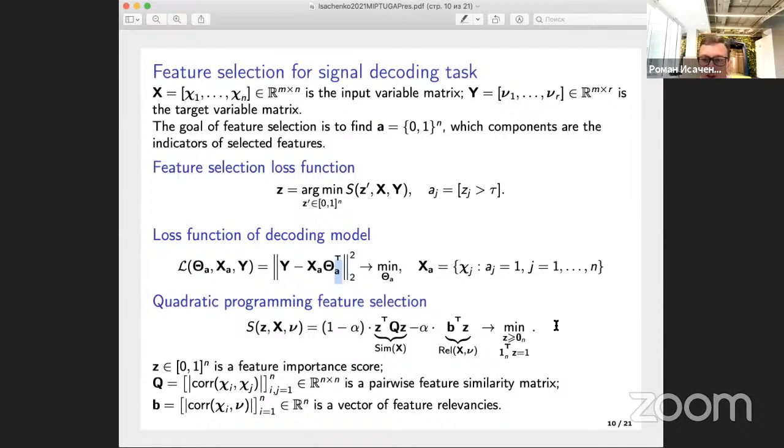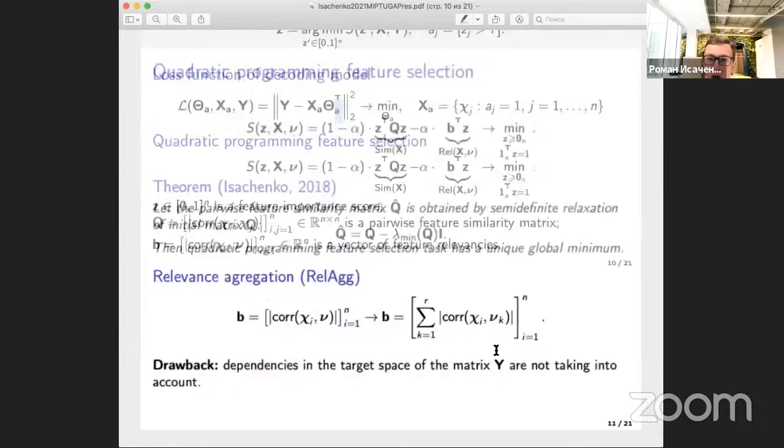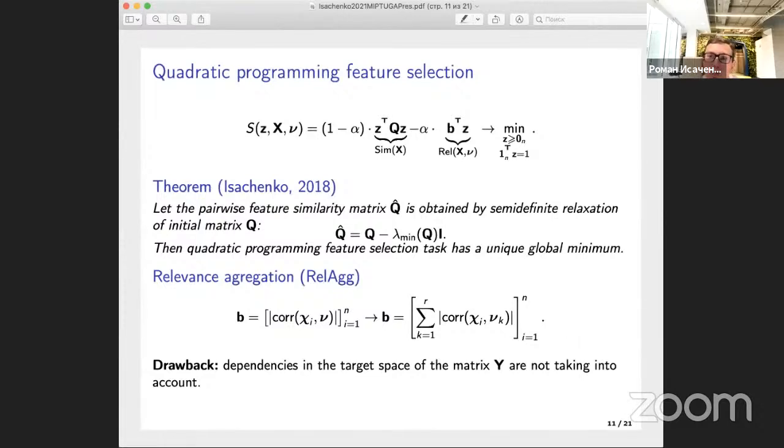To analyze the feature dependencies, we consider a filter method for feature selection using a quadratic programming approach. This method finds a feature subset using a quadratic function S, minimizing the pairwise similarities of the original features and maximizing the relevances of the original features to the target vector. We have proved that when using the spectrum shift of the similarity matrix Q as a semi-definite relaxation, the quadratic feature selection problem has a unique global minimum.